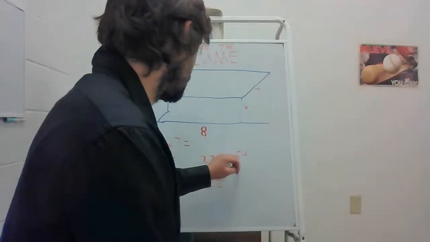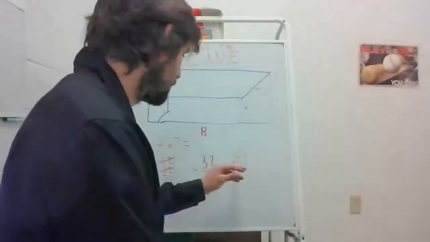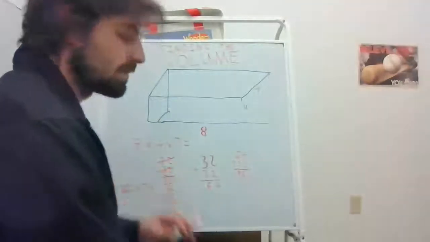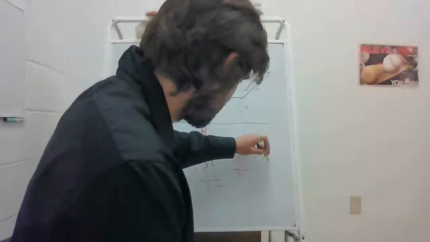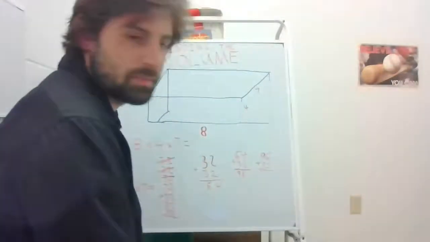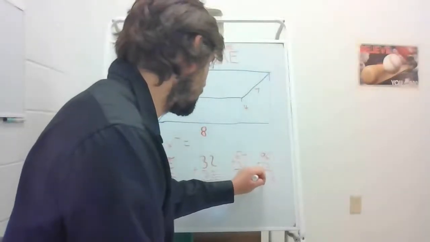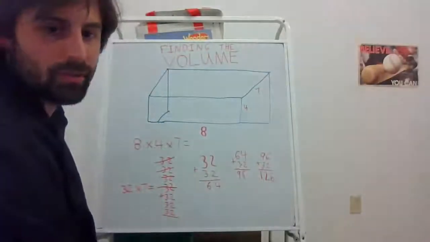64 plus 32 equals 96. We just added the number 32 3 times. 96 plus 32. 6 plus 2 equals 8. 9 plus 3 equals 12. 128. We just added the number 32 4 times.